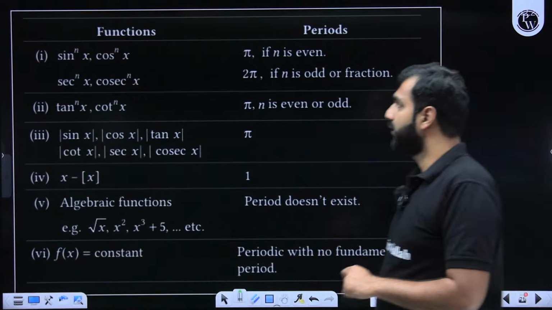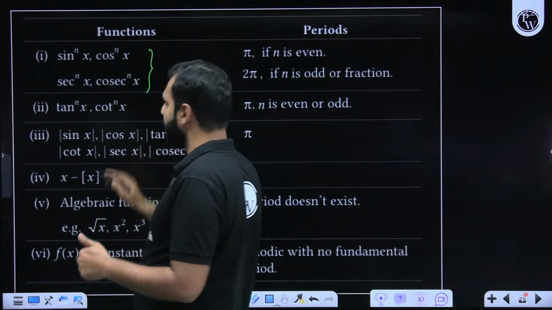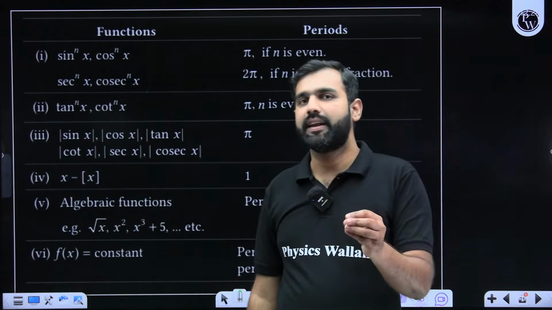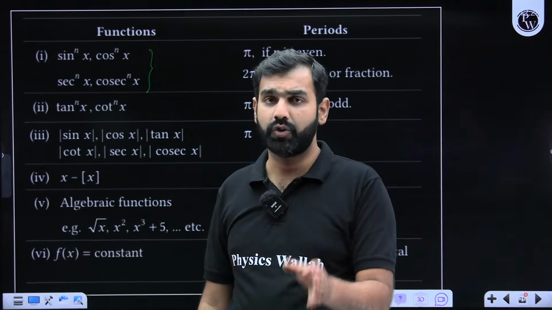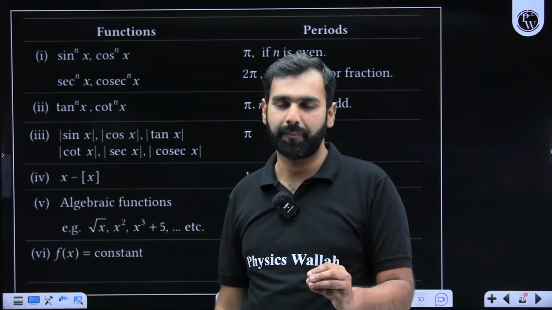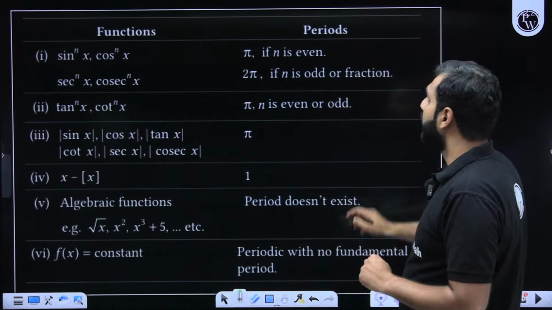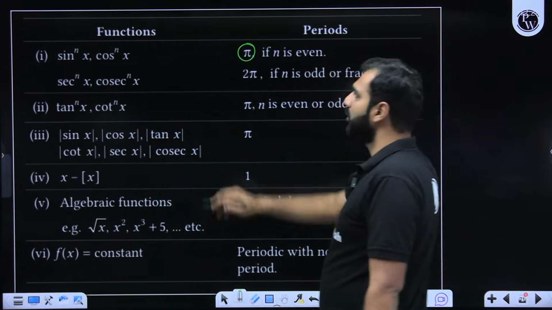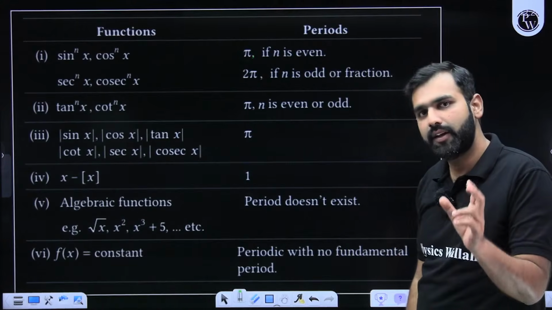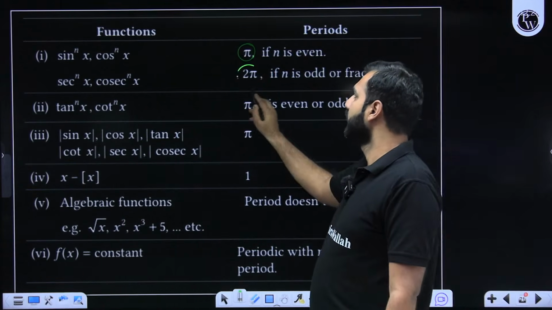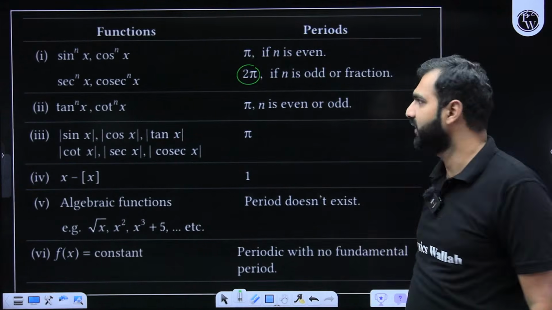But what I'm trying to make you understand is, let's say sin x, cos x, sec x and cosec x, they are raised to a certain power. The power should be either even or odd, that means an integral power. So here, if the power is even, their period will always remain pi. But if the power is odd, the period will remain 2 pi only, the original period of sin x, cos x, sec x and cosec x.